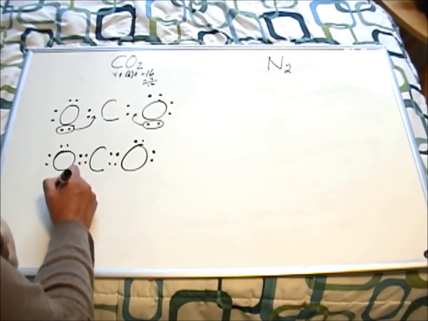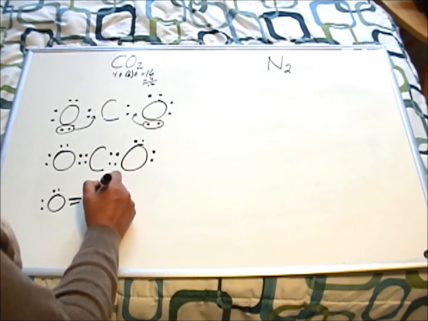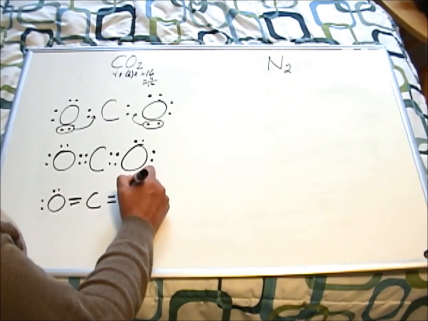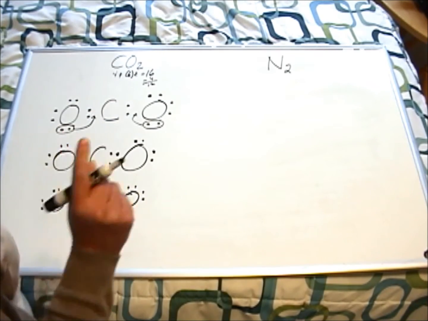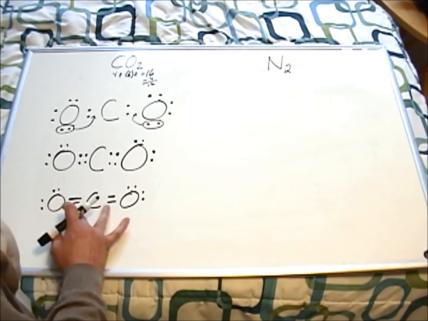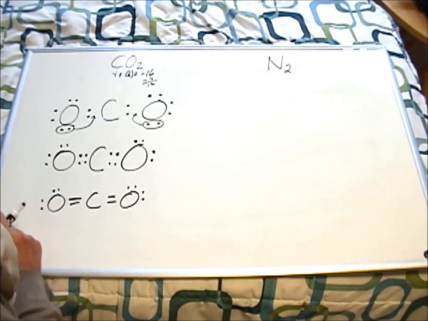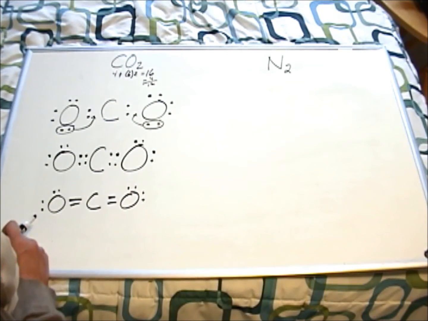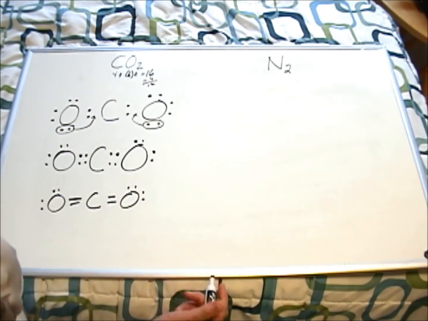Now, of course, we usually write double bonds in terms of dashes instead of dots. So if I really want to do this one up right, we should write it like that. Remember, each dash represents 2 dots or 2 electrons. So here are my 2 double bonds, and here is carbon dioxide. All right, let's take a look at nitrogen.